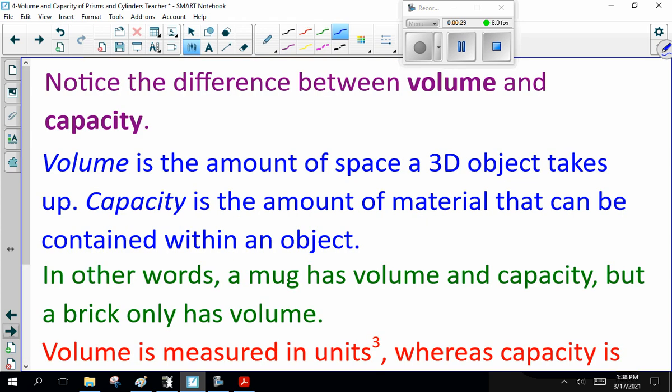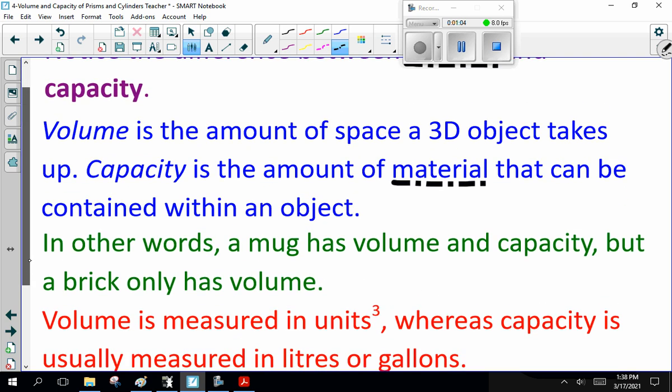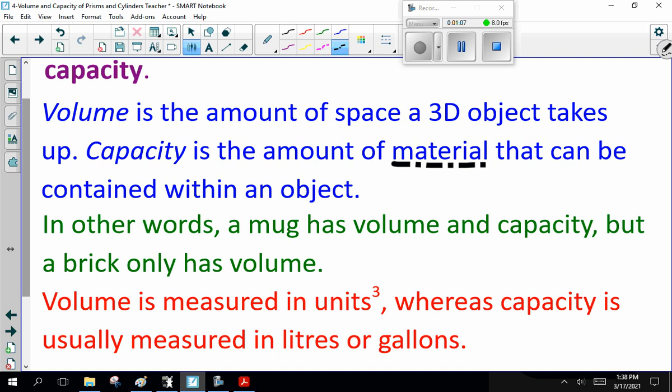Now, this leads to the one particular thing I have to talk about. Notice the difference between volume and capacity. Now, these are definitions you have to know, because you're going to see this in homework and on the test. Volume is the amount of space a three-dimensional object takes up. Capacity is the amount of material that can be contained within an object. In other words, a mug has volume and capacity, but a brick only has volume. And volume is always measured in cubic units, whereas capacity is usually measured in liters or gallons.